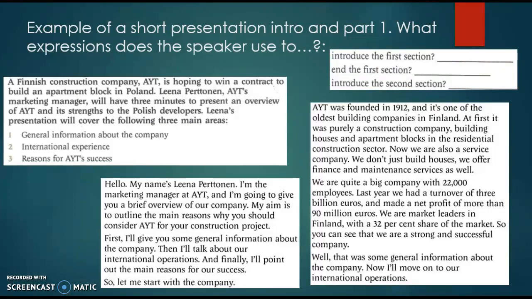We're quite a big company with 22,000 employees. Last year we had a turnover of 3 billion euros and made a net profit of more than 90 million euros. We are market leaders in Finland with a 32% share of the market, so you can see that we are a strong and successful company. Well, that was some general information about the company. Now I'll move on to our international operations.